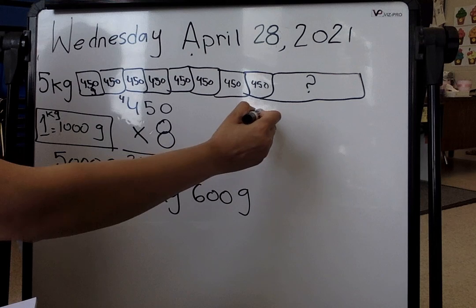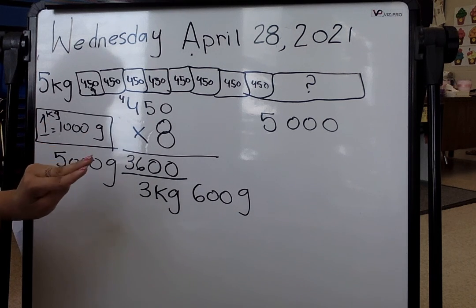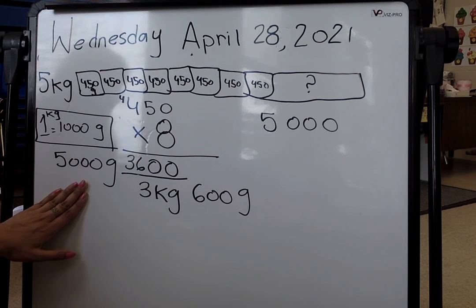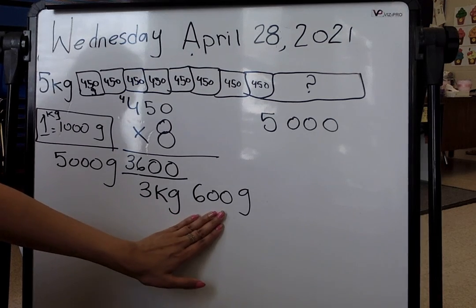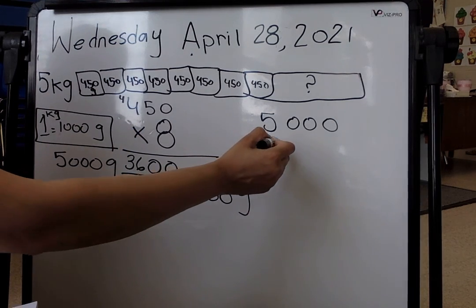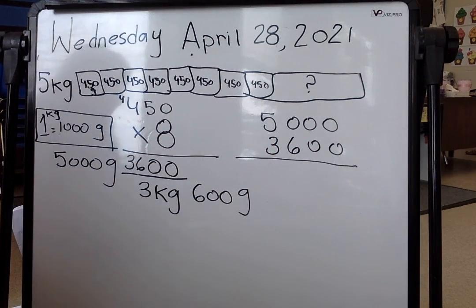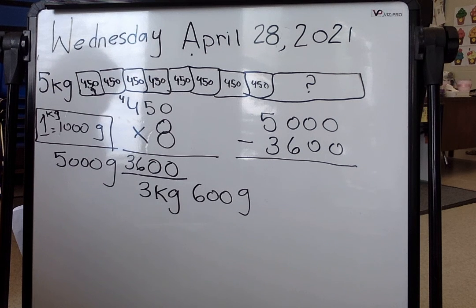So let's go ahead and do 5,000, because 5 kg means 5,000, because 1 kg equals 1,000 grams, 2 kg 2,000 grams, 3 kg 3,000 grams, 4 kg 4,000 grams, 5 kg 5,000 grams, right? So 5,000, take away the weight of the onions, which is 3 kg or 3,600 grams. So subtract it. Okay, you can pause the video right now, grade 3s, and do the subtraction on your own, and then you can unpause the video and watch all the way to the end to see if you got it correct.